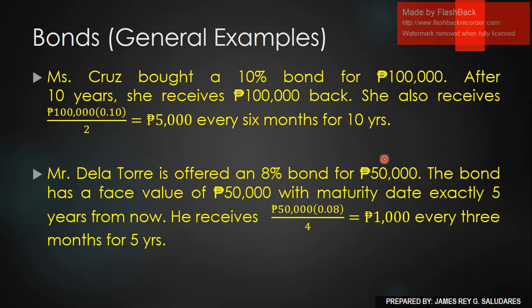Aside from the 50,000 that she will receive after the maturity date. So in every 3 months, in 5 years, she will receive 1,000 pesos. So that is 4,000 a year. Okay? And for 5 years, that is 20,000. So all in all, the total she will receive is 70,000. So that is a 20,000 return or dividend on her 50,000 investment.